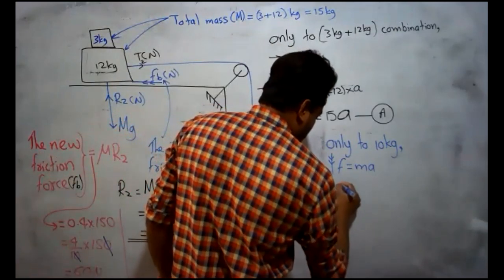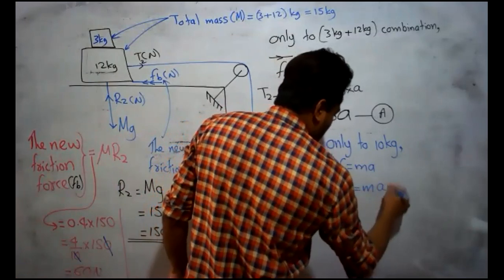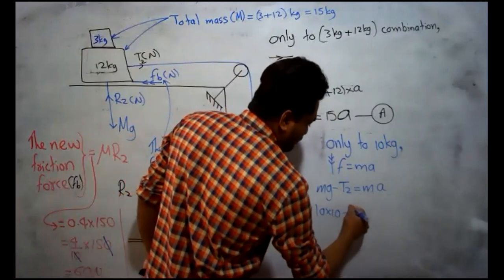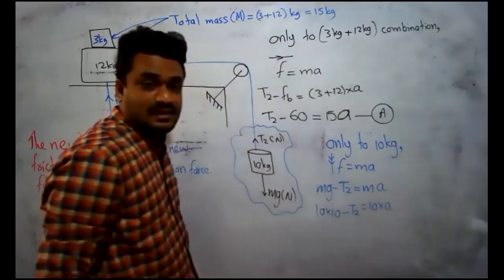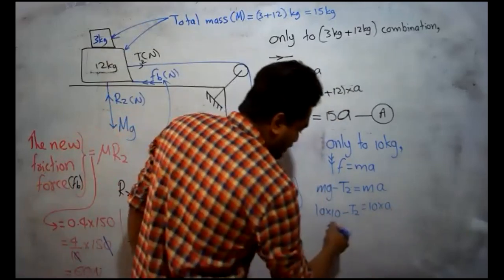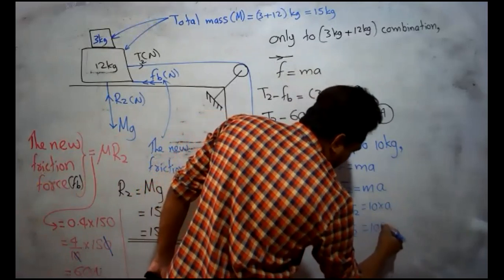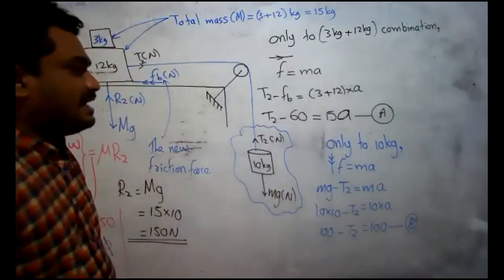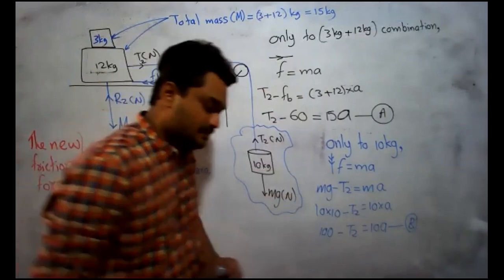mg minus T2 equals ma. M is 10, g is also 10, minus T2, m is 10 into A. A is the new acceleration, we don't know it. 10 times 10, 100, minus T2 equals 10A. Mark this as B. After that, just add A and B equations, then you will get the acceleration. Do it there.